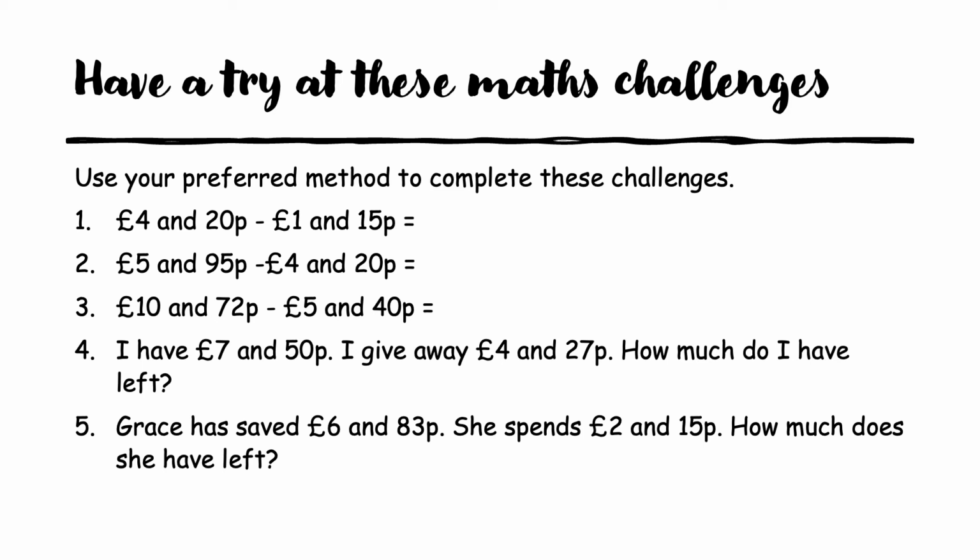Number 2, £5.95 minus £4.20 gives you a balance of £1.75. Number 3, £10.72 subtract £5.40 equals £5.32.